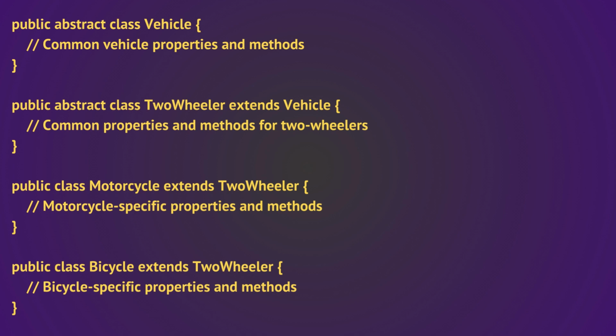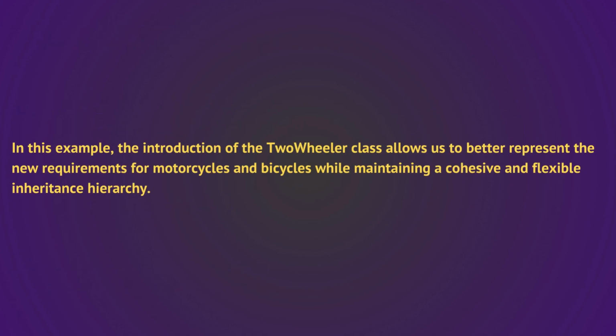The program code is as follows. In this example, the introduction of the TwoWheeler class allows us to better represent the new requirements for motorcycles and bicycles while maintaining a cohesive and flexible inheritance hierarchy.